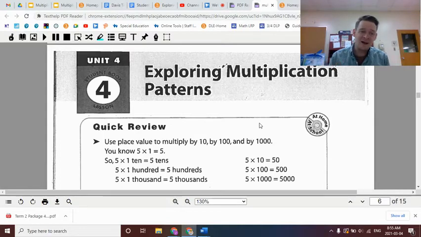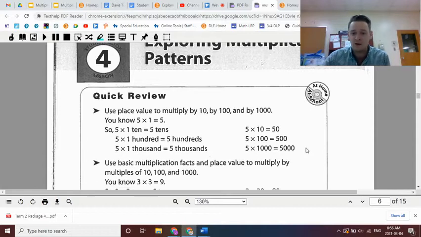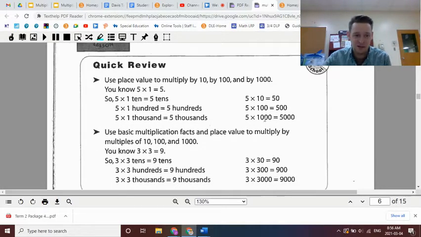Once we understand that pattern, it will allow us to use some strategies that will help us multiply bigger numbers in a quicker way, in an easier way, that hopefully you'll be able to use to make your math easier. So I'm just going to go through this review. It says use place value to multiply by 10, by 100, and by 1,000.